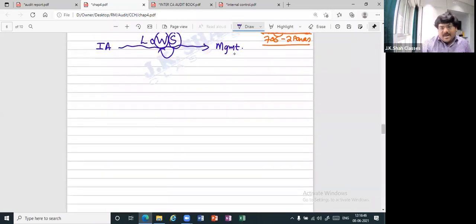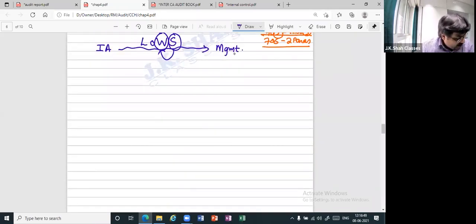Acha. Now internal audit has certain objectives. Obviously the objectives are very similar to the objectives of ICS, because internal audit is checking ICS, so the main objectives are repeated here also. But then what are the objectives? We'll see one by one.